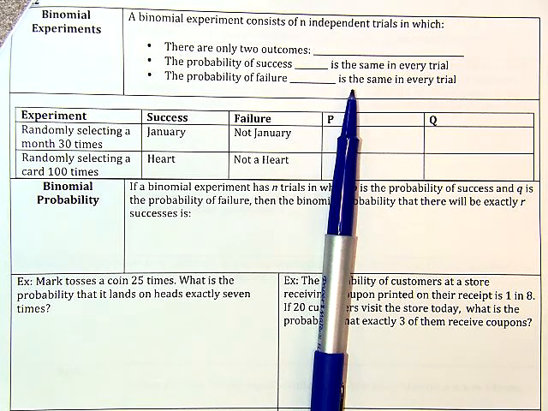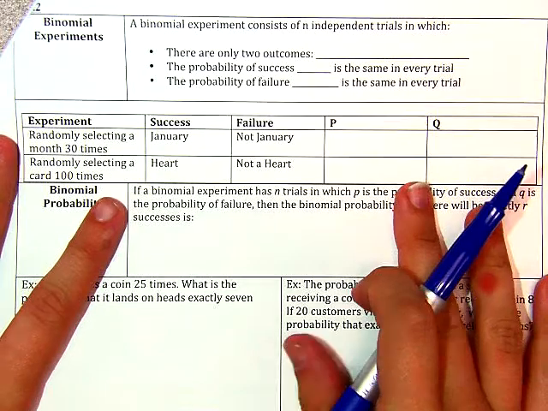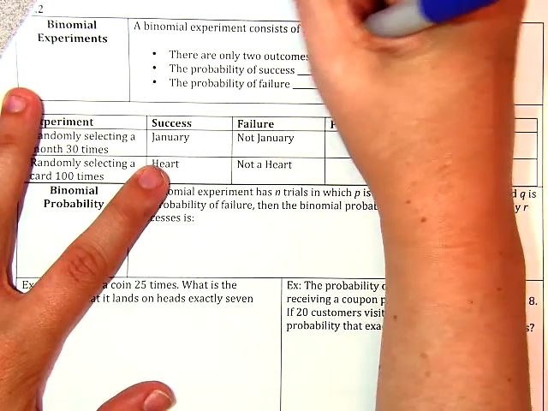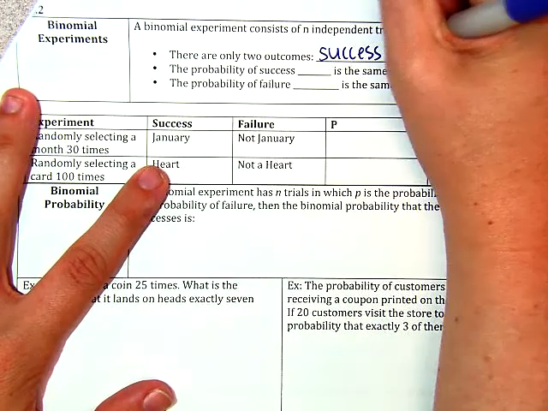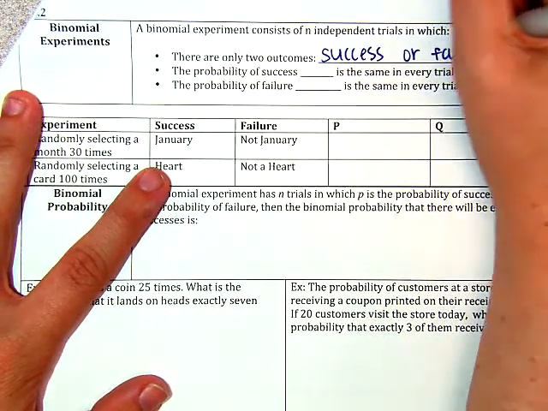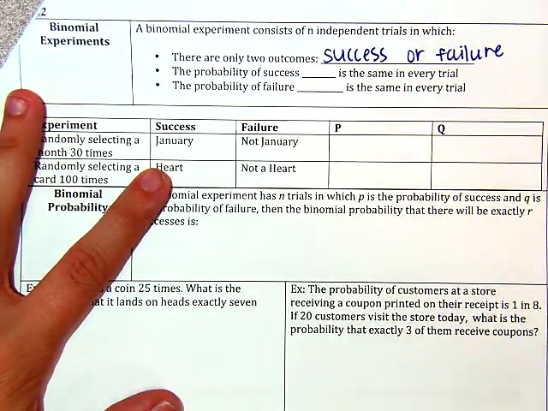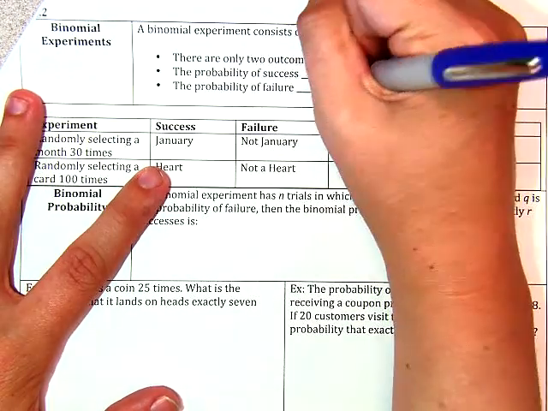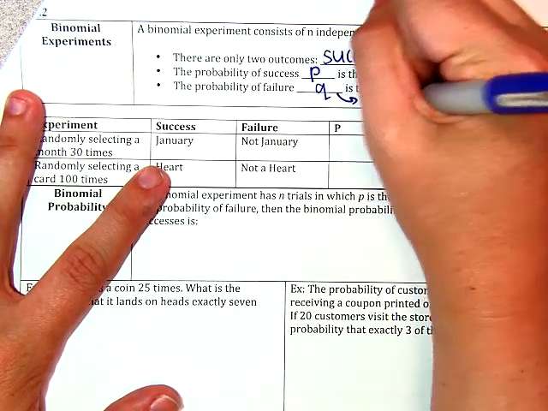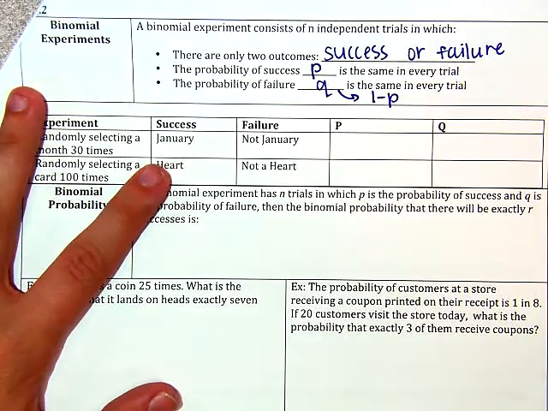Okay, 10.2 notes is binomial probability. So binomial experiments, there are two outcomes in this thing. It's either success or failure, one of the two. The probability of success, we'll call it P. Probability of failure, Q, which is also 1 minus P.